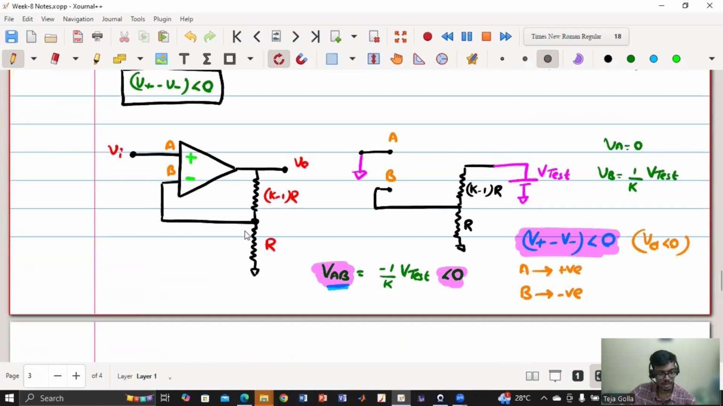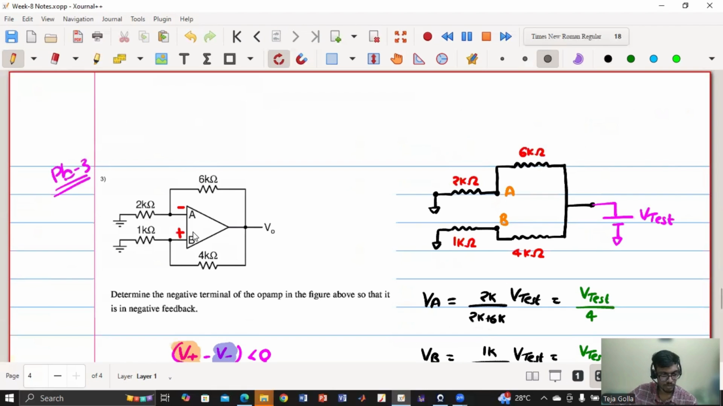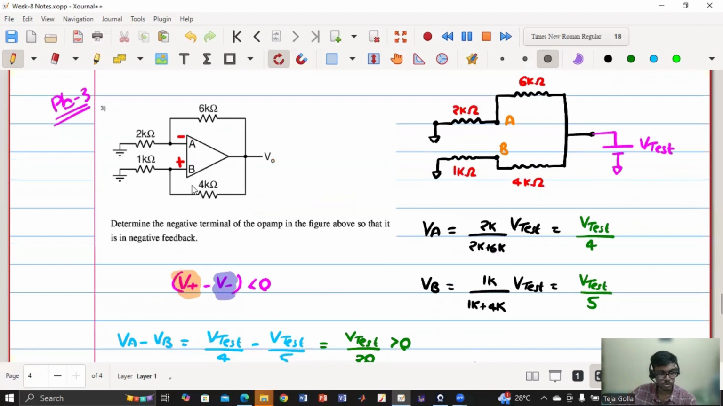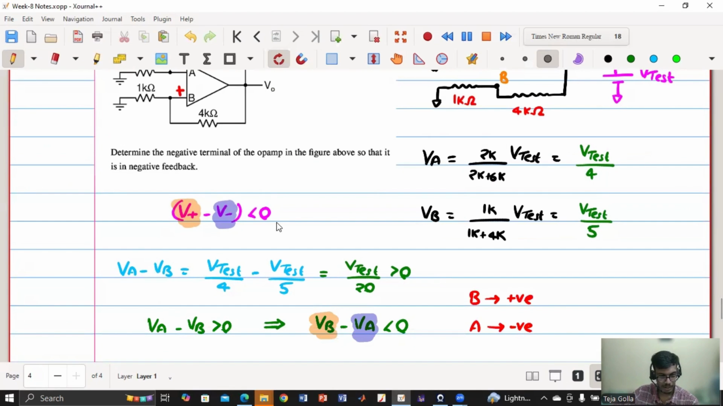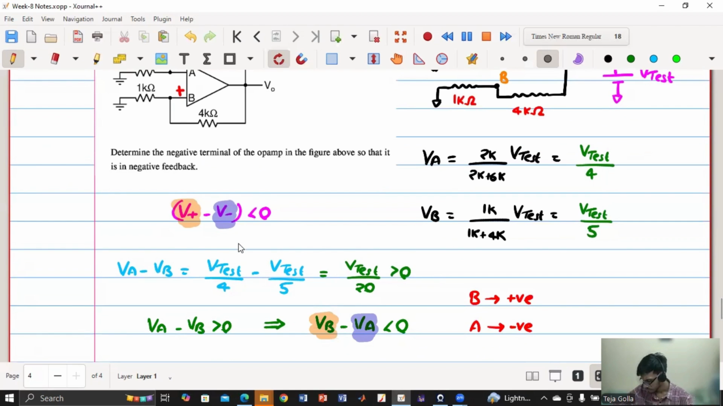So I cannot directly say that if I am connecting something to the negative terminal, then it is negative feedback. Because here, something is connected to the positive terminal also, but that did not make it positive feedback. It depends on the way it is connected, because for this same connection I can make it a positive feedback, and if I interchange these terminals, I can make it a negative feedback. So you cannot look at the circuit and say this is negative feedback, that is positive feedback. We have to perform this test. If V plus minus V minus is coming to be negative, then it is negative feedback, else it is positive feedback.